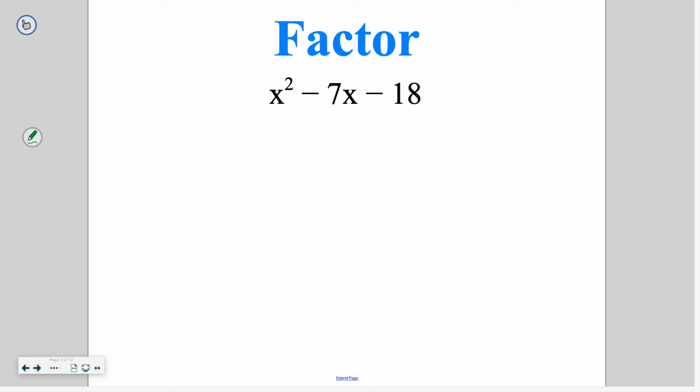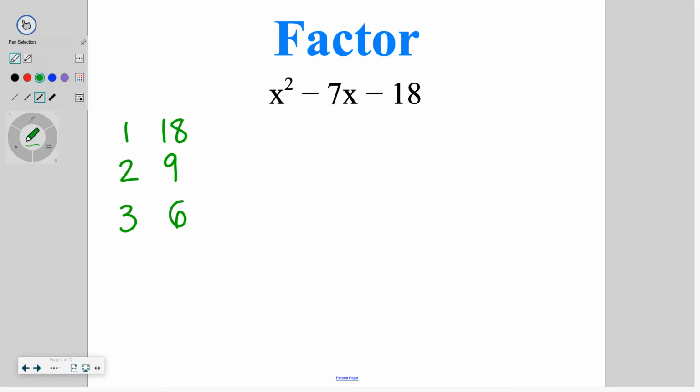Another example, we've got x squared minus 7x minus 18. Again, we're going to look at that back pair, so our back number, 1 and 18, 2 and 9, 3 and 6. Those are all the things that multiply to 18. Now I need to get to negative 7. So what I need to do is look and see what adds or subtracts up to negative 7. In this case, it's going to be a negative 9 and a positive 2.